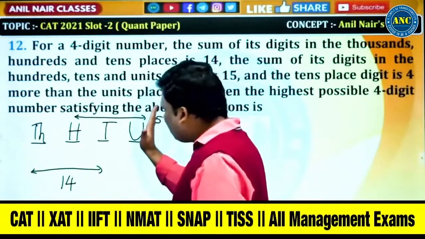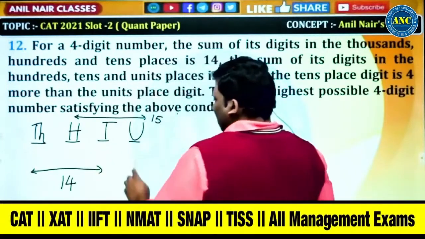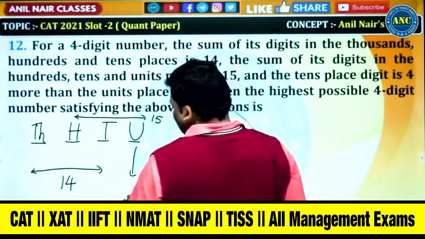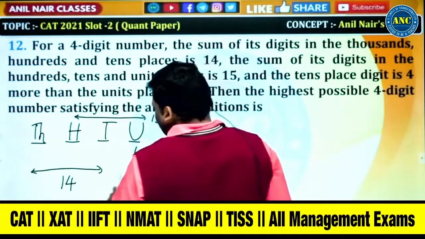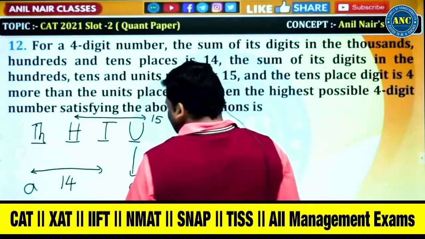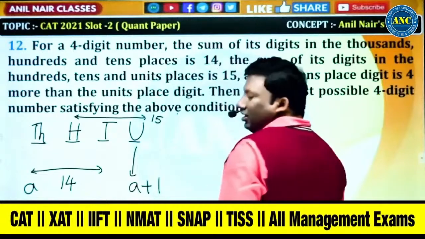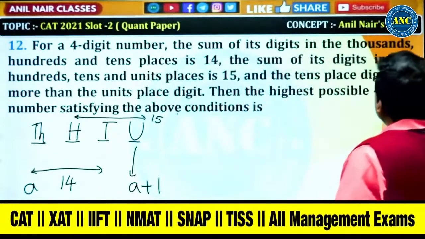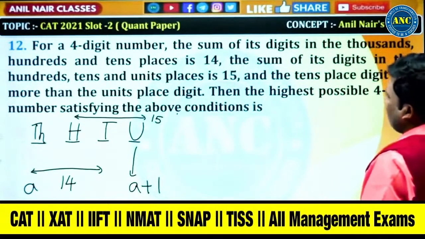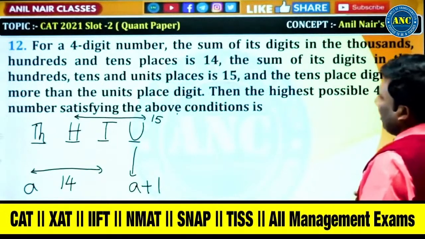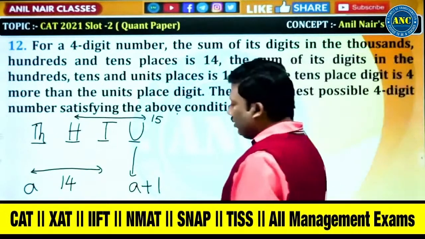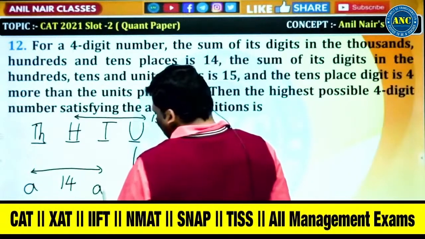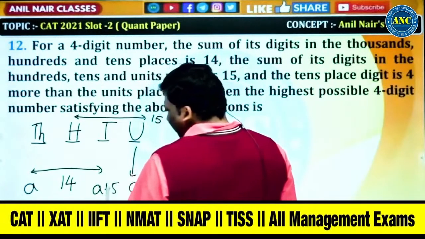This plus this is 15. That means this is one more than this number. If I take this as A, this will be A plus 1. I hope the idea is clear. Sum of the digits in hundreds, tens, and units place. The tens place is 4 times more than the units place, so it is A plus 5.